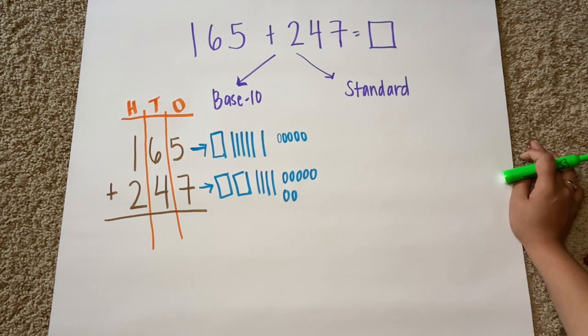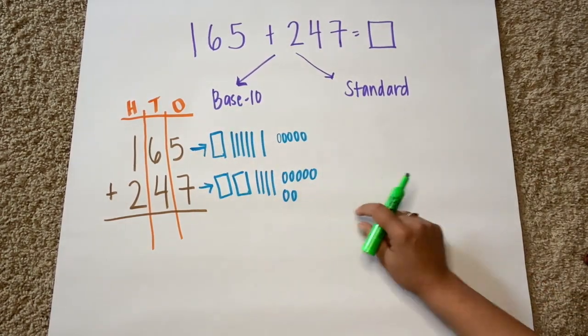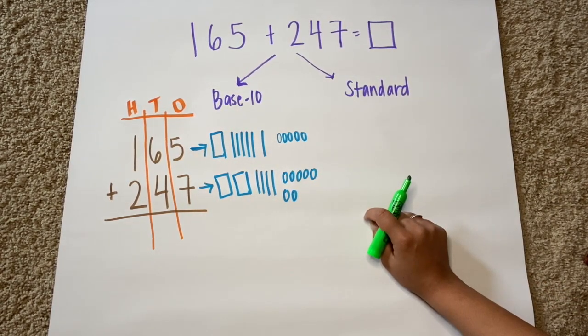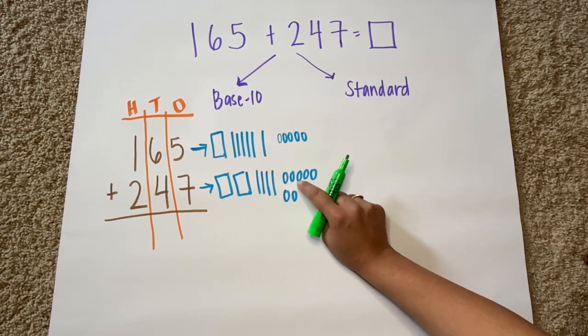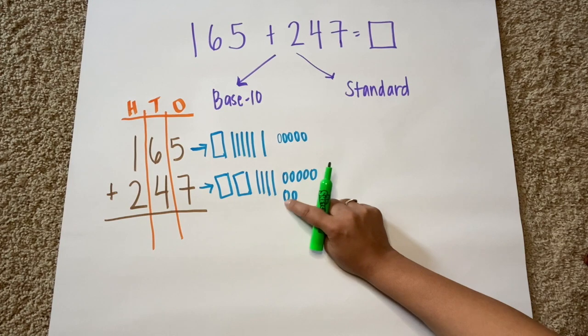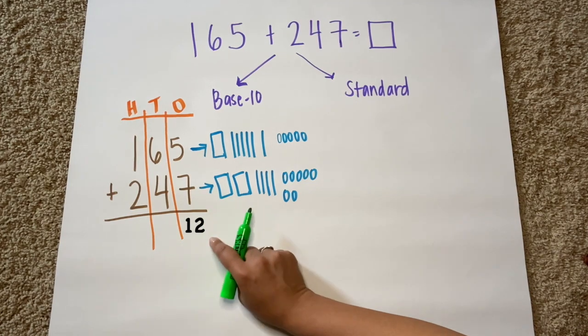Good job. Now that we've drawn each number correctly in base 10 form, we can add. We always want to start in the ones place, just like before. So let's start with the ones. 1, 2, 3, 4, 5, 6, 7, 8, 9, 10, 11, 12. Wow, 12 ones cubes. Can I write 12 in the ones place?